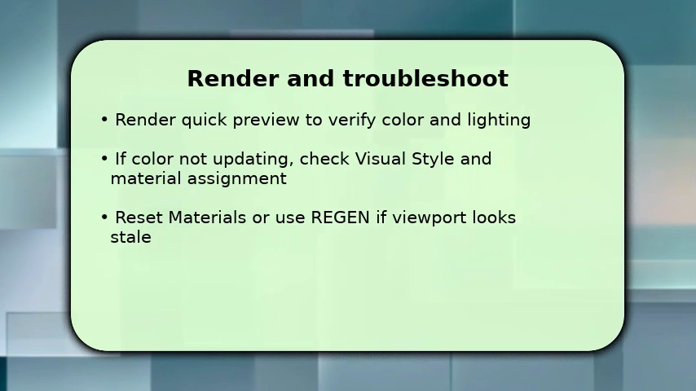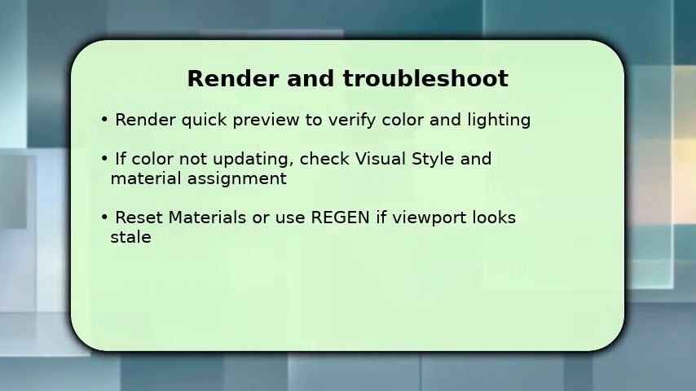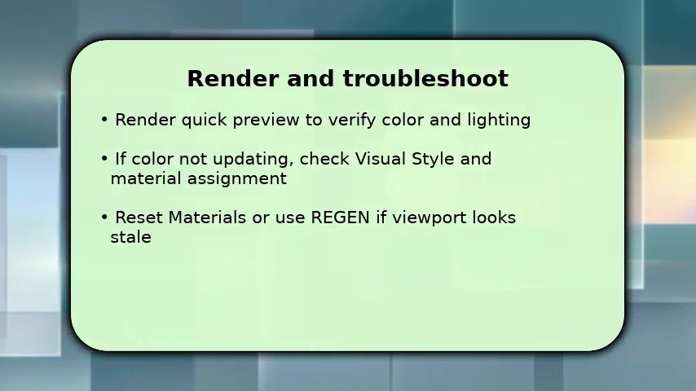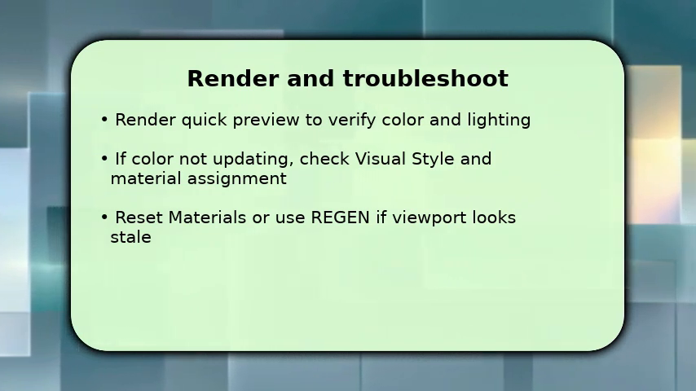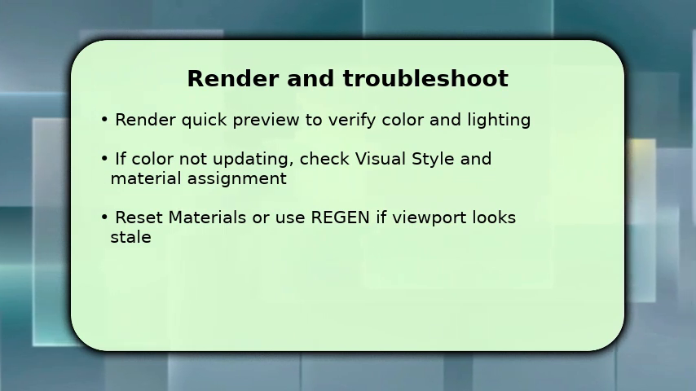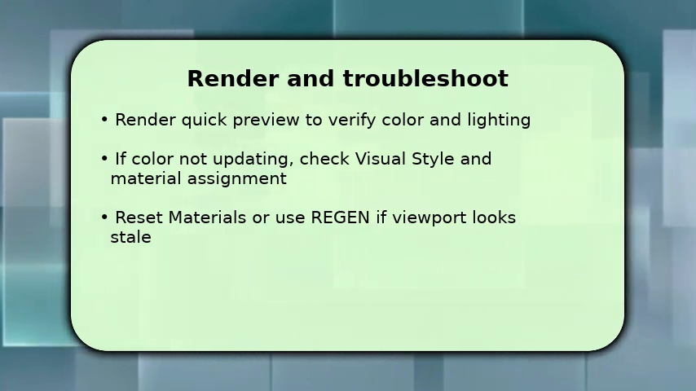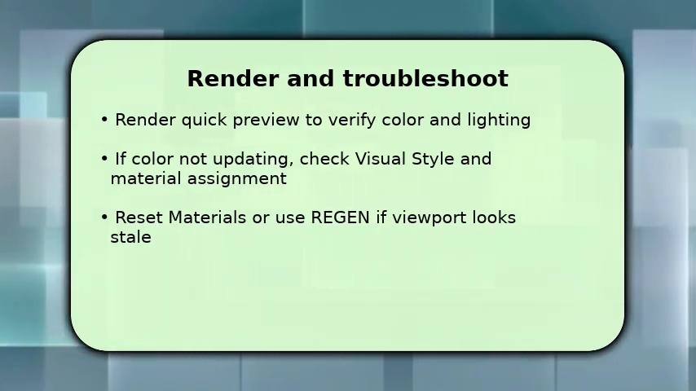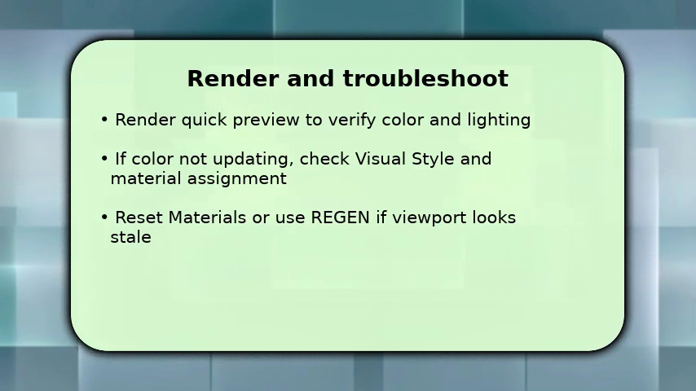If the color doesn't update, make sure the visual style supports materials, confirm the material is assigned to the object rather than the layer, and check for layer overrides. When the viewport seems stale, run region or reapply the material. This often resolves display caching issues and completes the process.